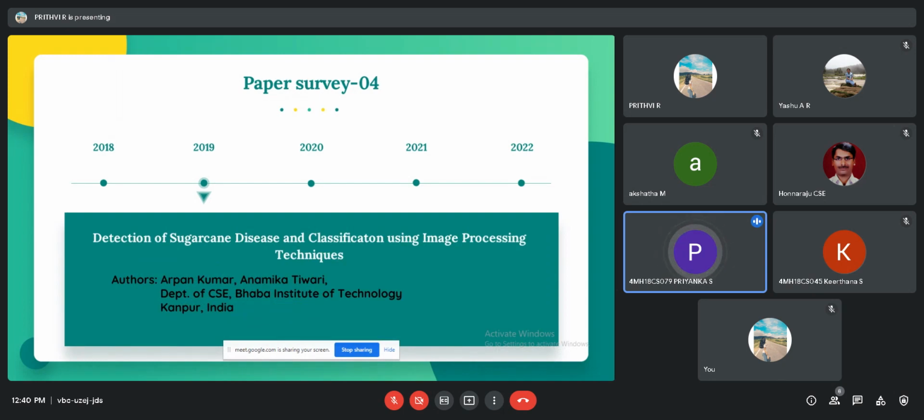The authors are Arpan Kumar, Anamika Tiwari. This research is carried out to study the effectiveness of image processing and computer vision techniques for detection of diseases in sugarcane plants by observing the leaves. A few major diseases in sugarcane plants like red rot, mosaic, and leaf scald have been studied and a detection algorithm for the same has been implemented in this research work.